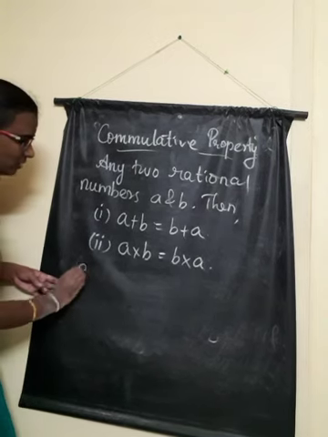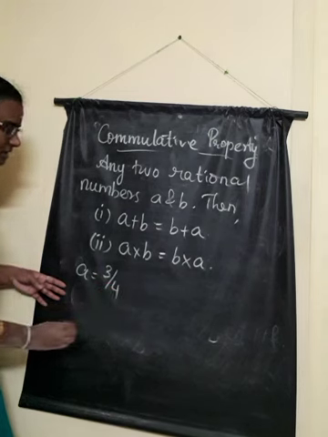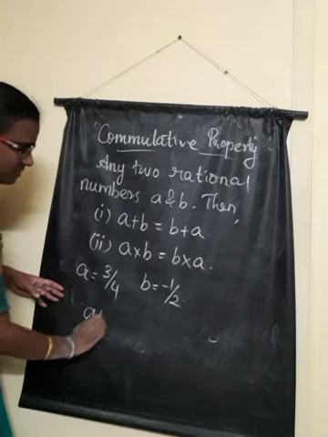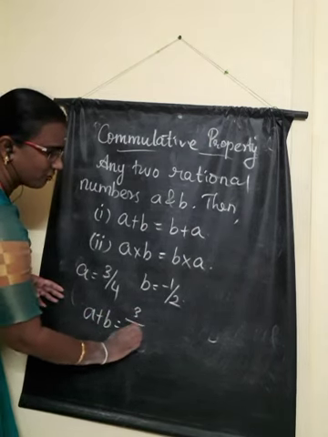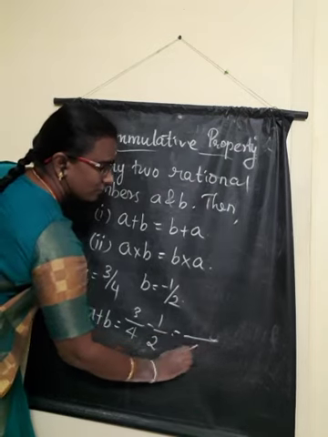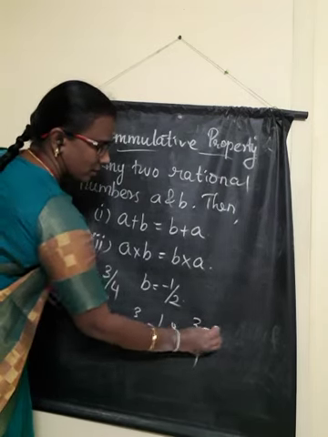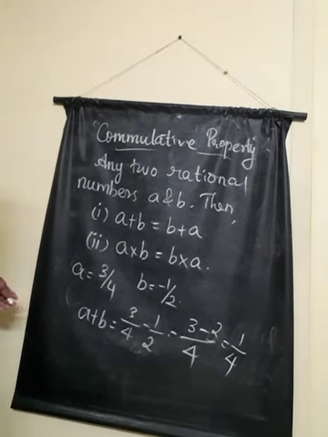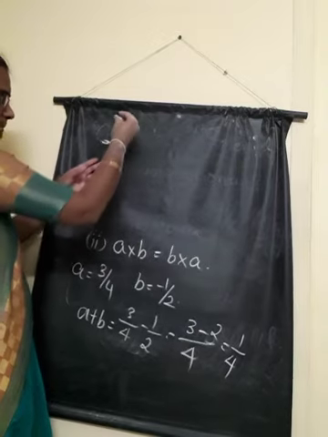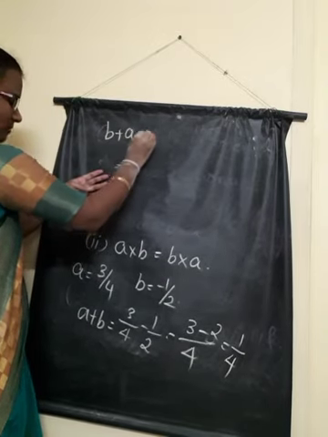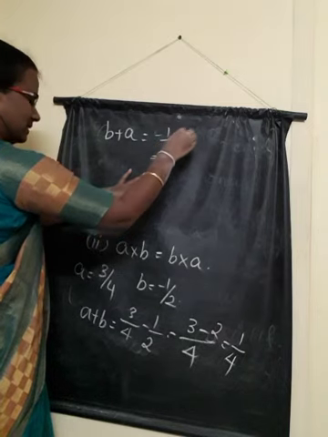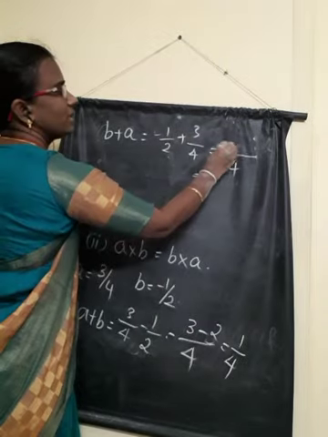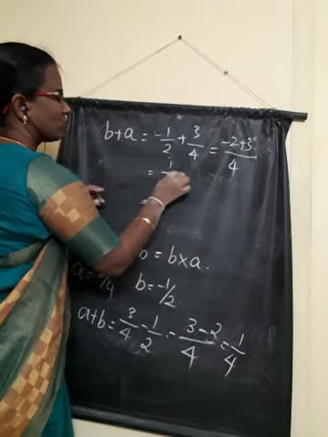Okay, let me find out. The same, you consider A as 3 by 4, B as minus 1 by 2. First one, A plus B is nothing but 3 by 4 minus 1 by 2, LCM 4. So 3 minus 2, the answer is 1 by 4. Same for B plus A. What is B plus A? B is minus 1 by 2, A is 3 by 4. Here the LCM is 4. So minus 2 plus 3, the answer is 1 by 4.